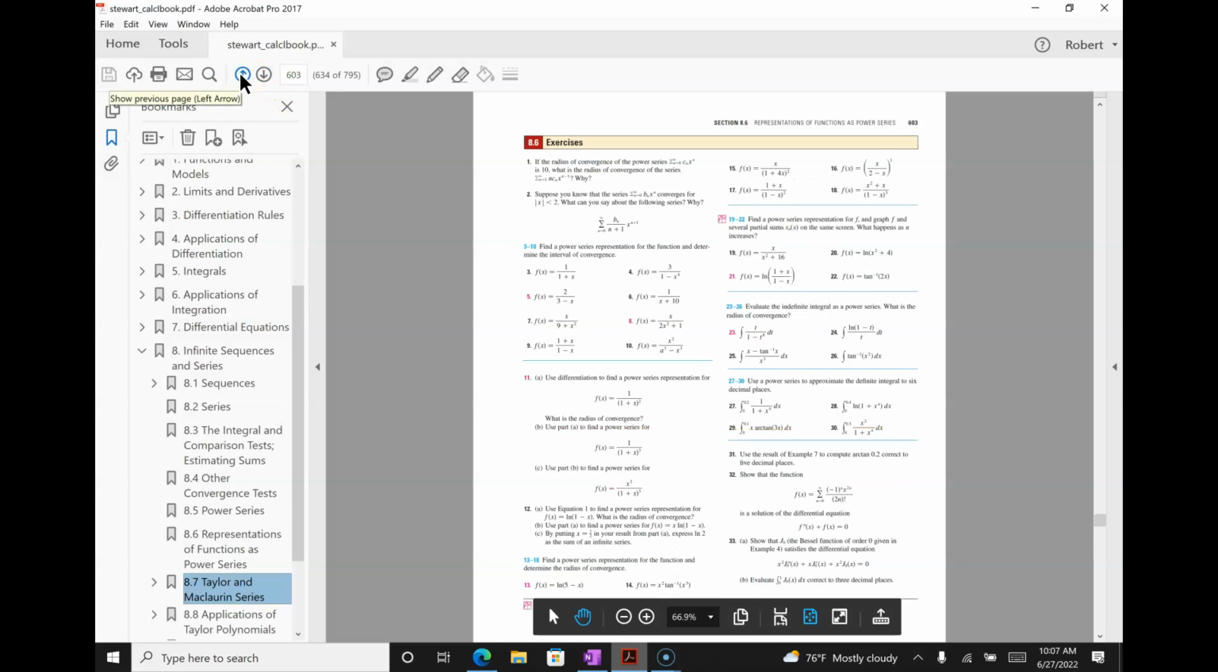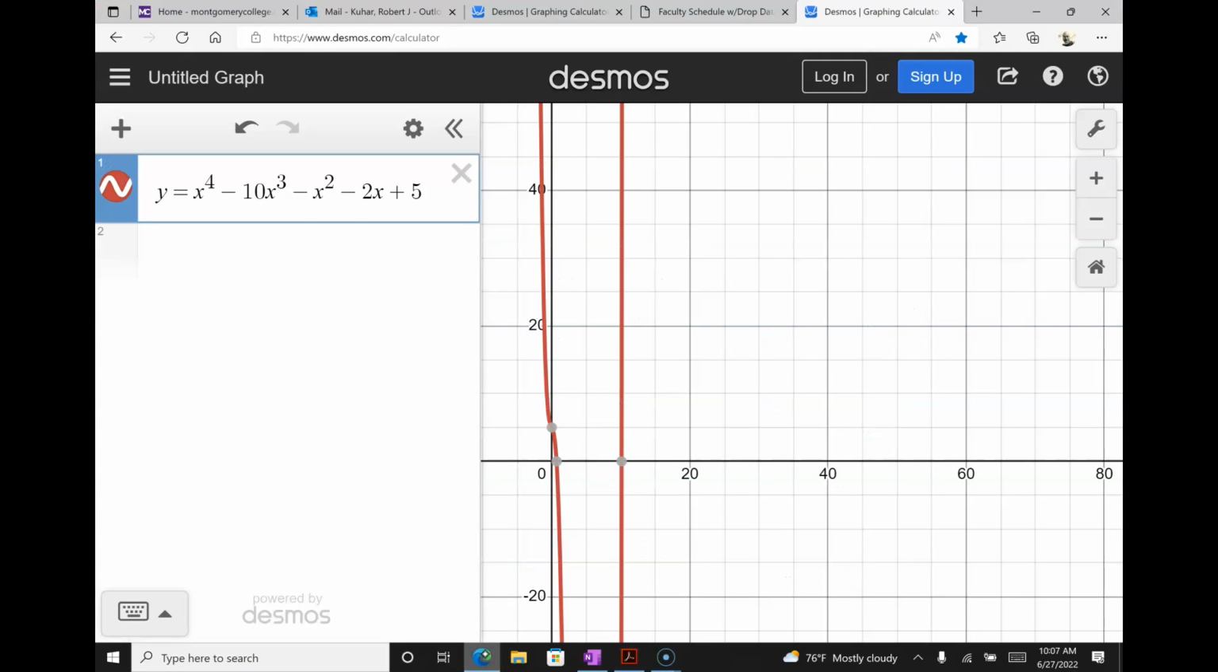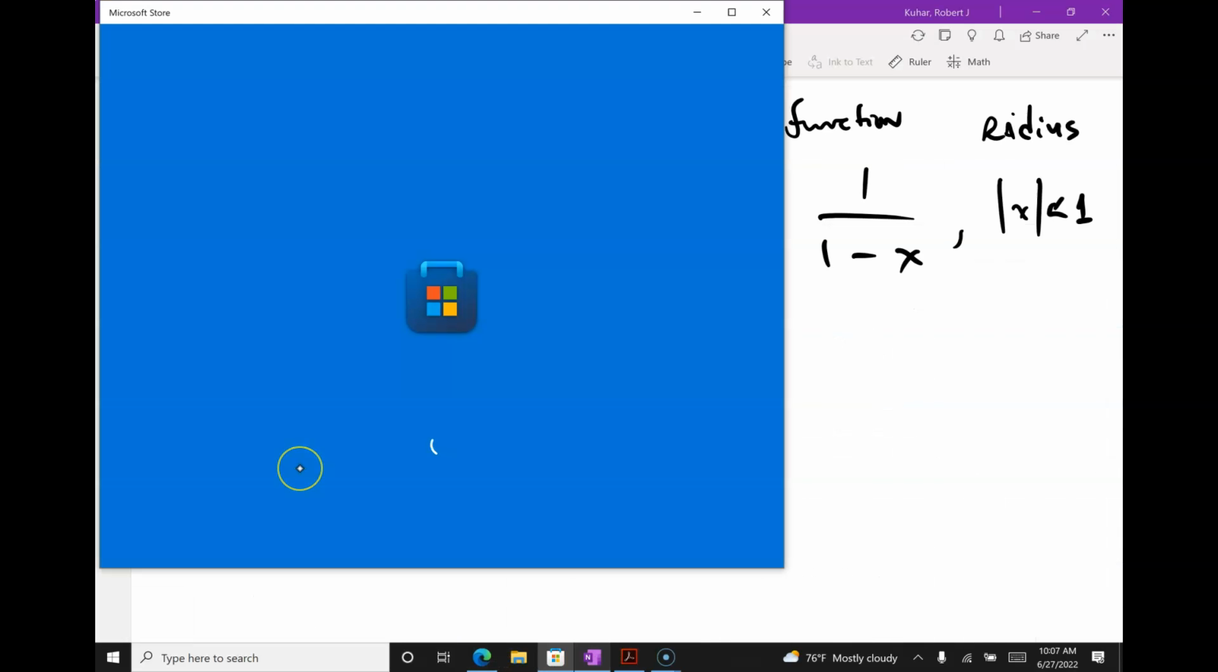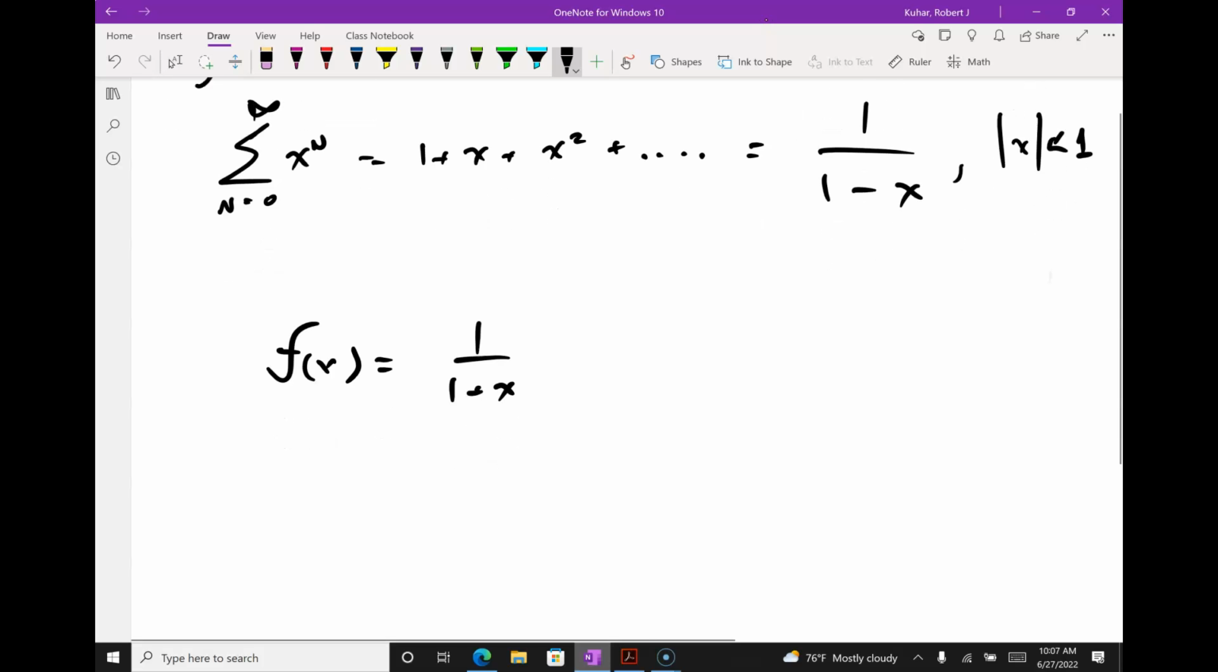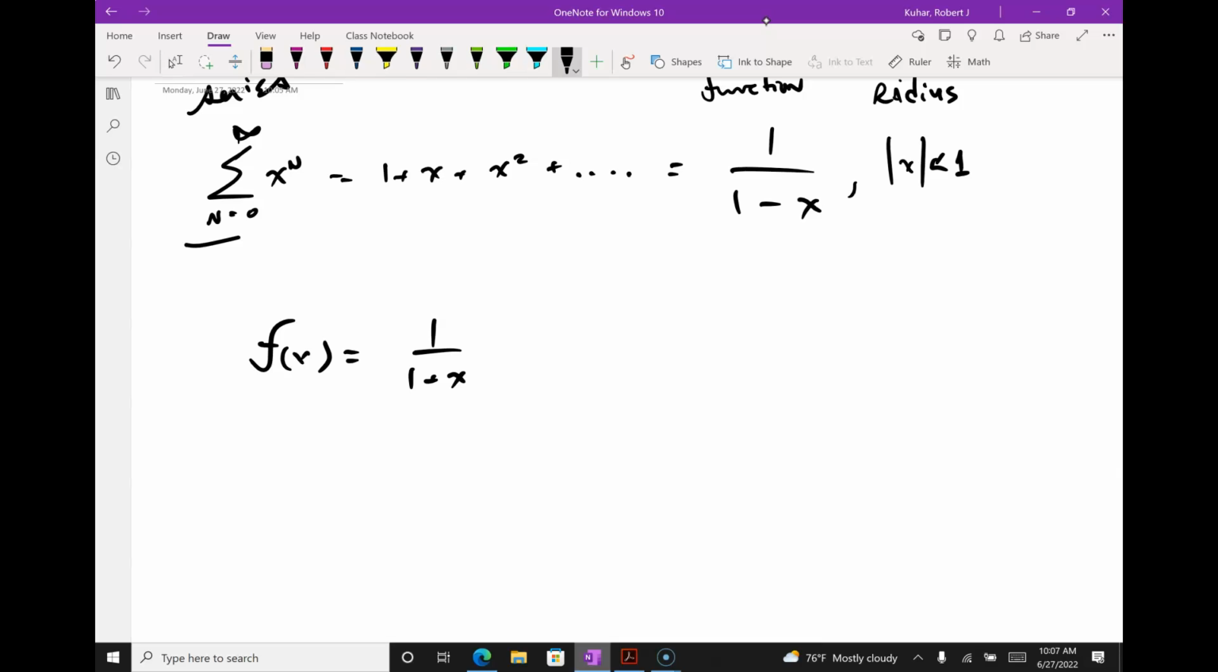Here we go. So like number 3, I want to represent this as a power series. What we're doing first is taking a function that kind of looks like a power series, and then turning it into a series, okay? So I have 1 over 1 plus x. And I'm saying, wow, that looks an awful lot like the function representation of a power series. So I want to see if I can turn it into something like this.